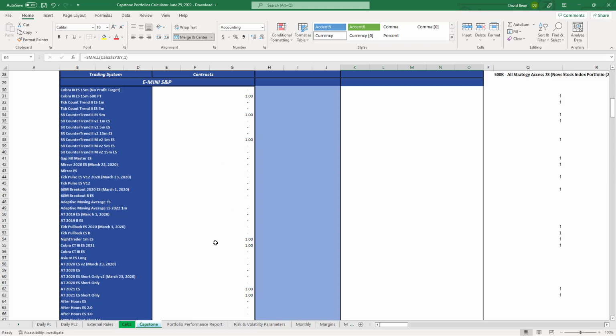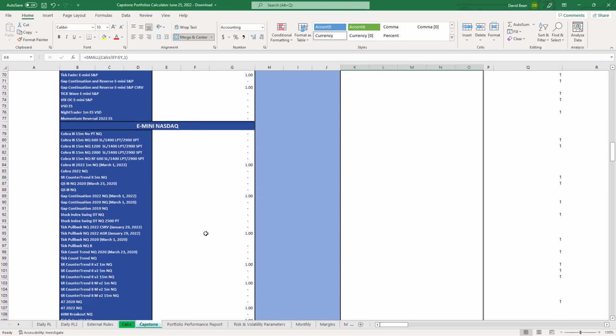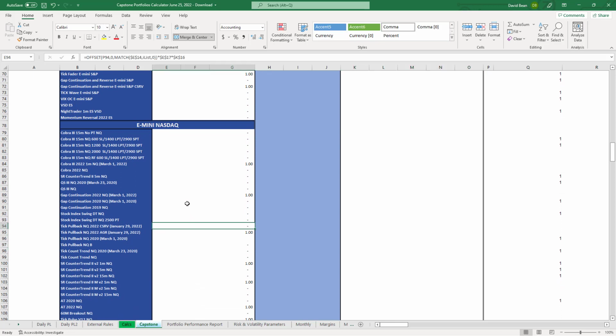And then we'll look at maybe gap continuation. Gap continuation, let's see, where is that? Gap continuation, we have two versions of this. And so when it's working, you like to have two, but when it's not working, you don't like having two variations of the same strategy.